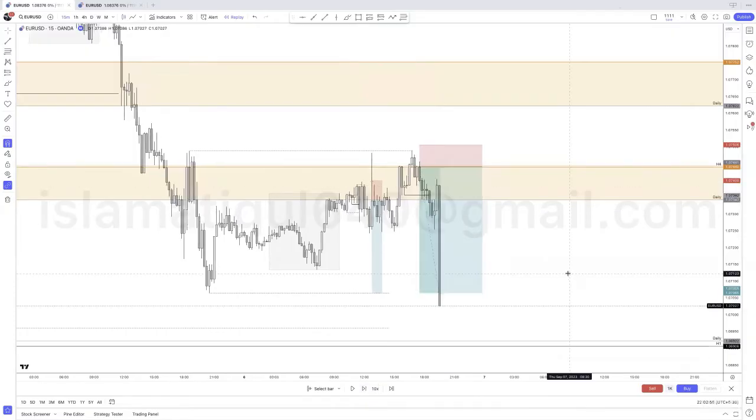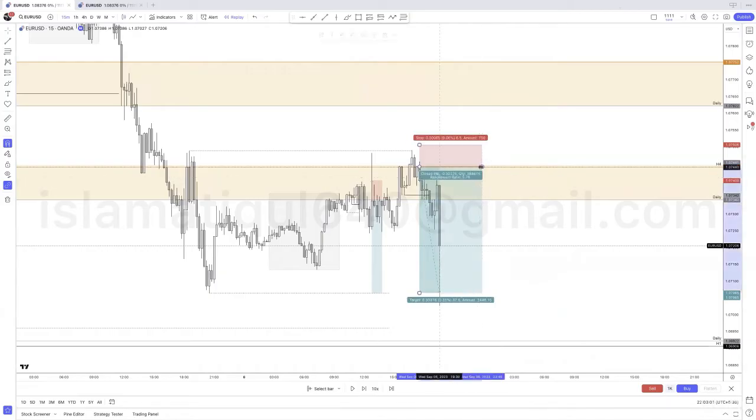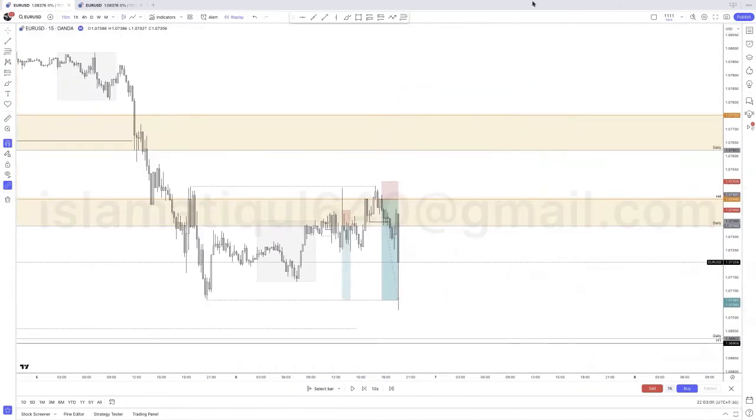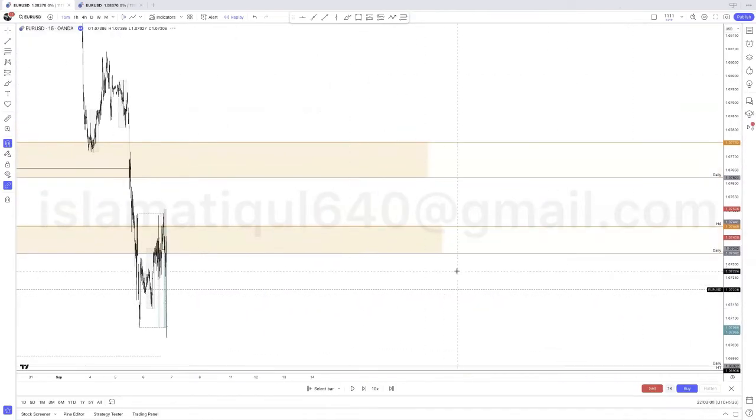Let's see. Yeah, there it is. Okay, so the loss is covered. So we don't have to worry about losses. As long as we follow the trading plans, we don't have to worry about the losses.